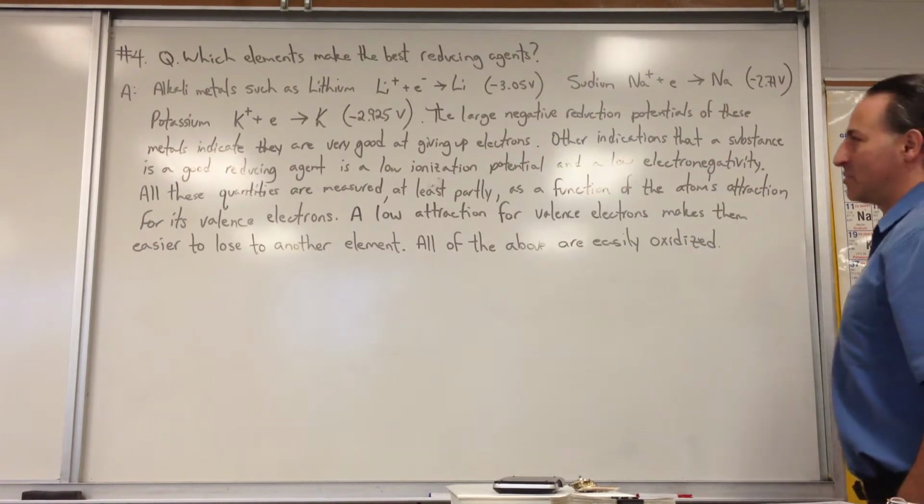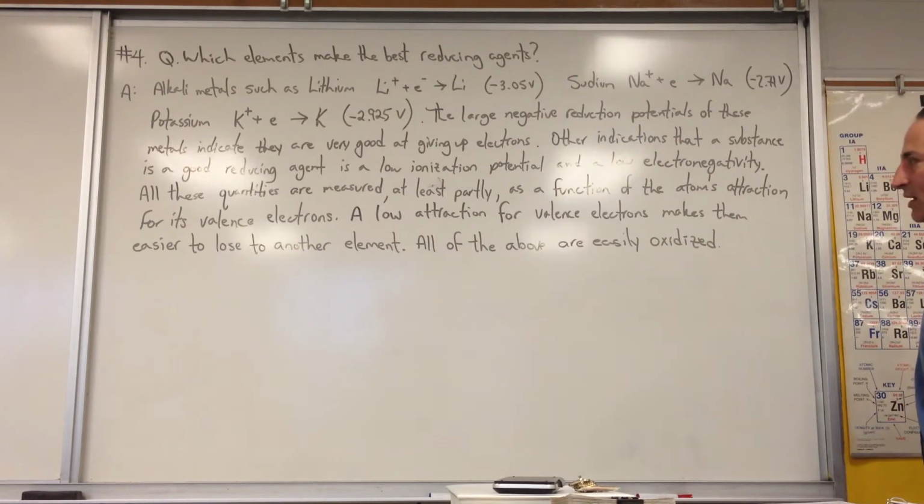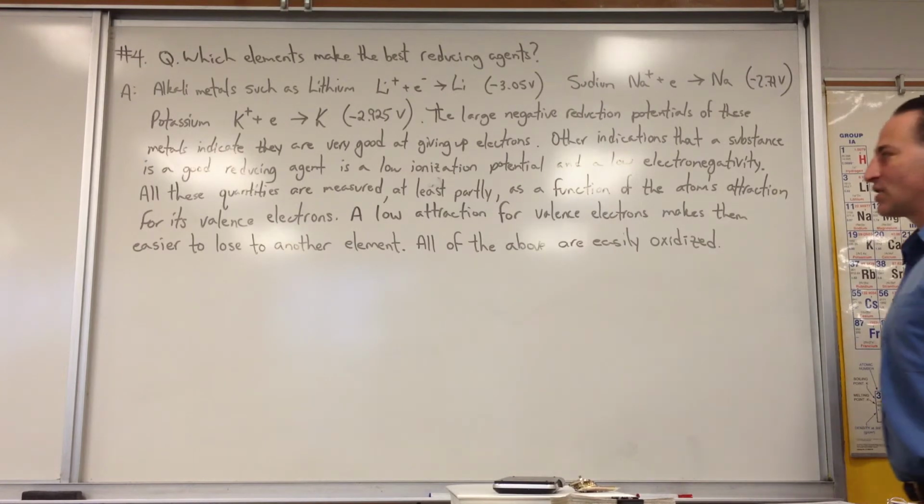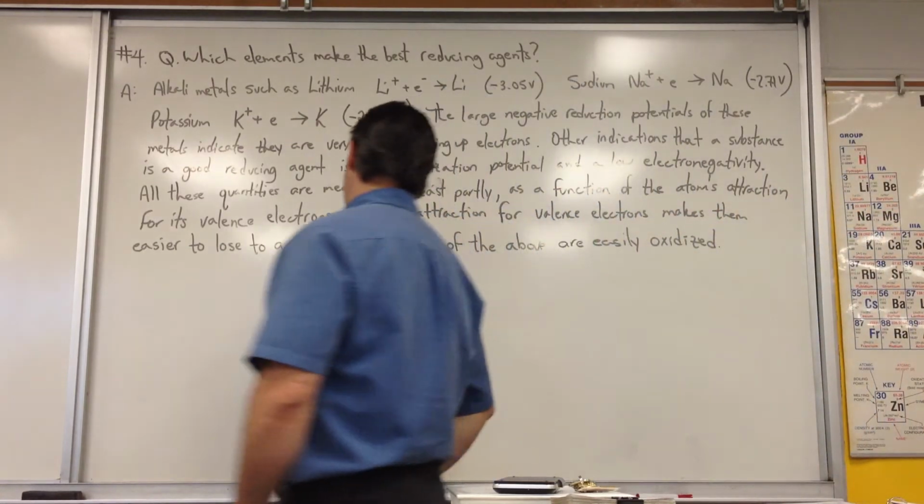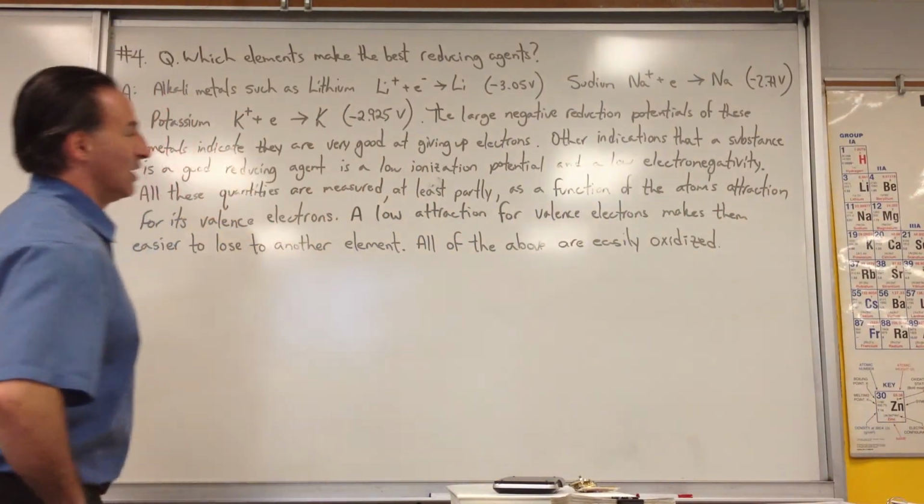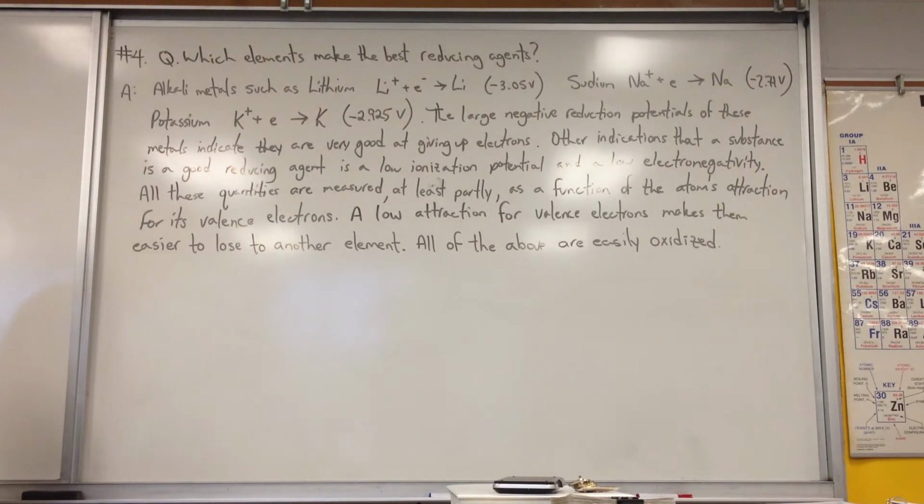Other indications that a substance is a good reducing agent is a low ionization potential and a low electronegativity. Both of these quantities are measured at least partly as a function of the atom's attraction for its valence electrons. A low attraction for valence electrons makes it easier for them to lose electrons to another element. All of the above are easily oxidized. So the best elements for reducing other substances undergo oxidation very easily themselves.